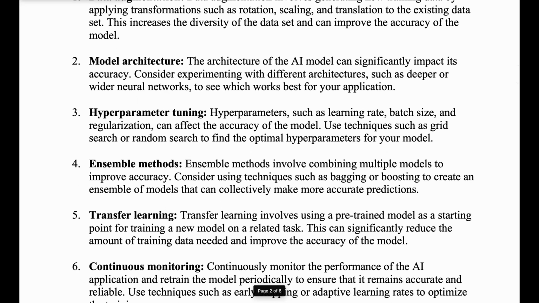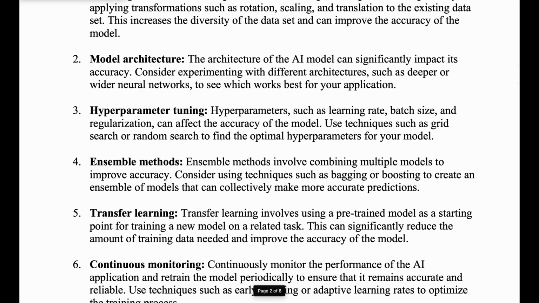Fourth one, ensemble methods. Ensemble methods involve combining multiple models to improve accuracy. Consider using techniques such as bagging or boosting to create an ensemble of models that can collectively make more accurate predictions.